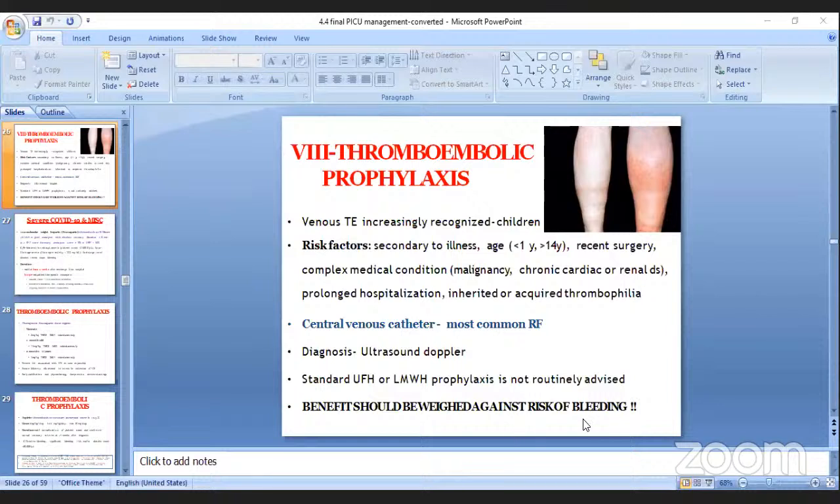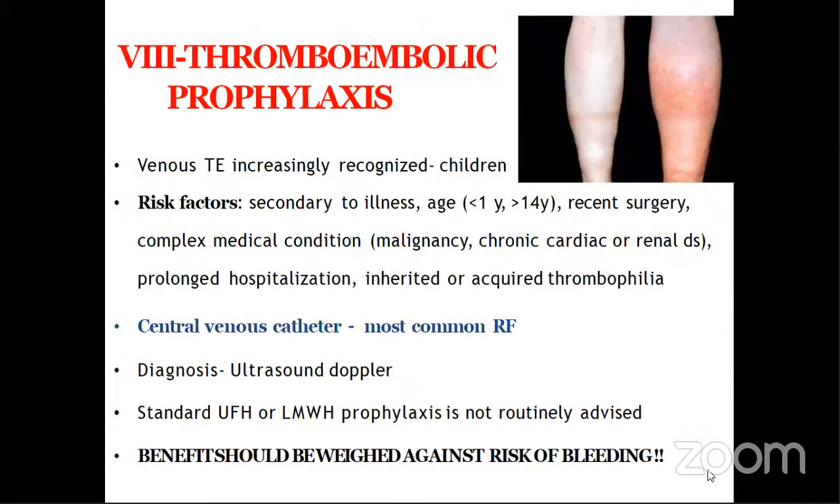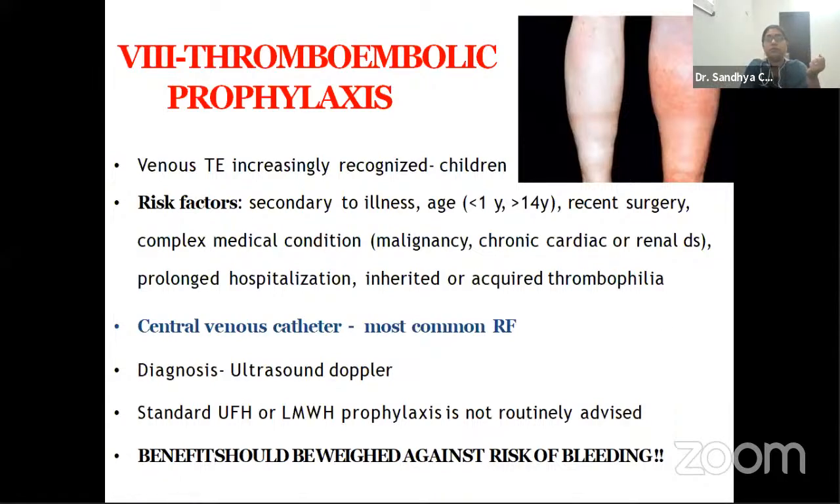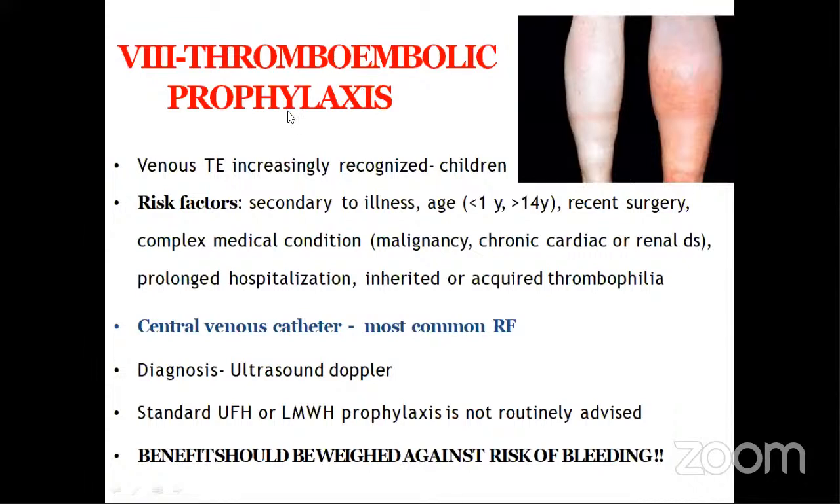Okay. So we were just discussing thromboembolic prophylaxis. I was discussing the risk factors for thromboembolism, and the most common factor responsible for thromboembolism in pediatric intensive care is the central venous catheter. Now, what you can do is strict monitoring of the clinical signs and symptoms of venous thromboembolism, which must be done in children.